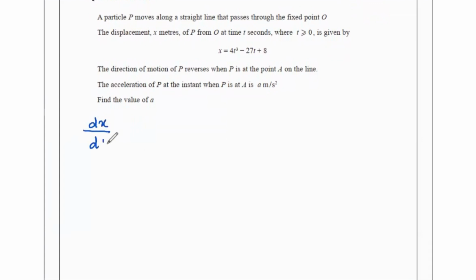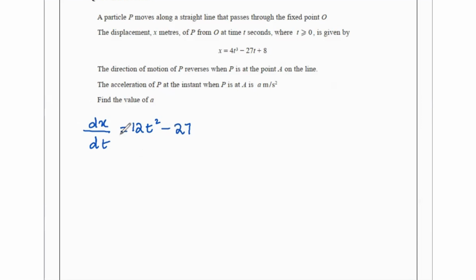dx by dt is going to be 12t squared minus 27. They said that the direction of motion of P reverses when P is at the point A on the line. So if the direction of the motion is reversing, that means your function is reaching a maximum or a minimum point, and then it's again going in the same direction. Whenever your function is reaching a maximum or a minimum point, that means it's reaching its turning point. And as we know, at the turning point, your derivative always equals 0.